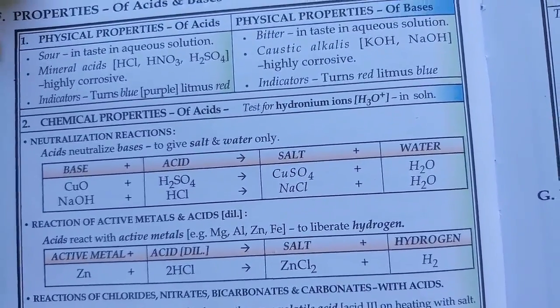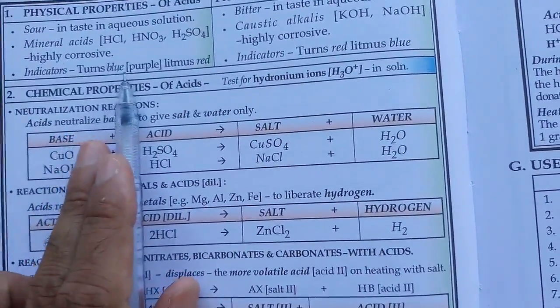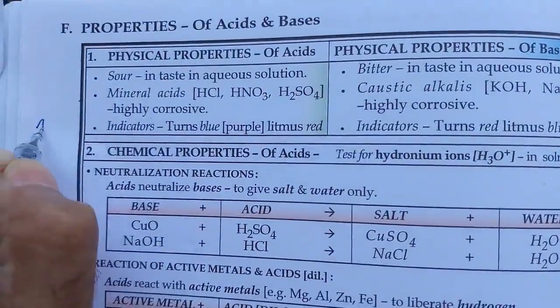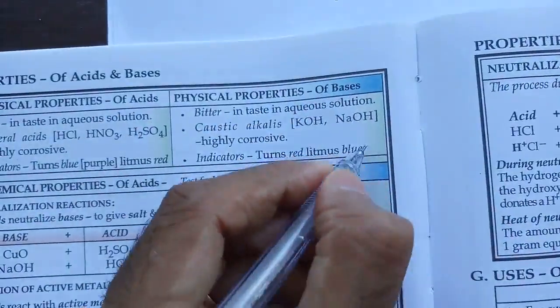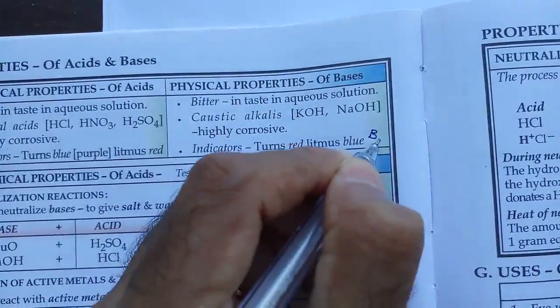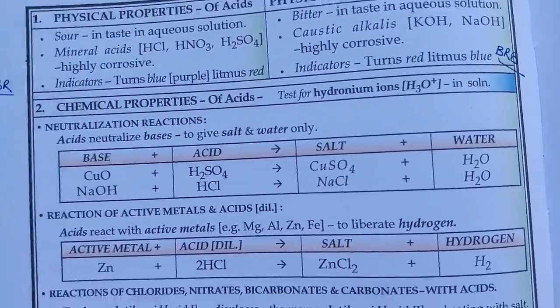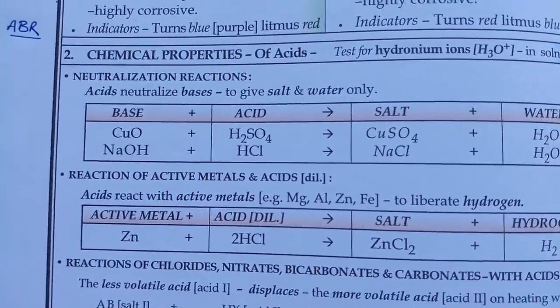Simple way is, if you have the indicator, the litmus test: acid turns blue litmus red, while base turns red litmus blue. This is a simple way of remembering the test for the litmus.